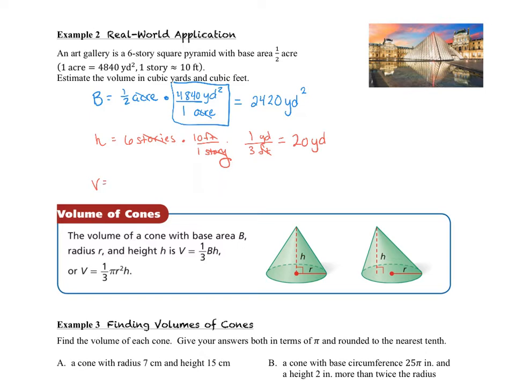Well, the volume is equal to 1/3 capital B H, which is 1/3 times the base, which was 2,420 yards squared, times 20 yards for the height, which is 16,133 yards cubed.